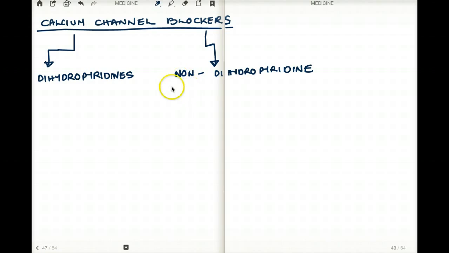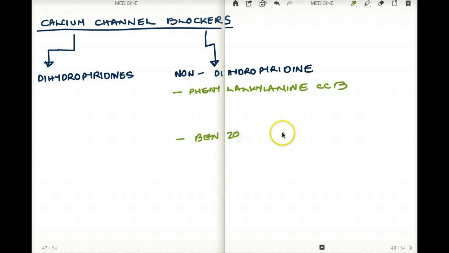Now, under the umbrella of non-dihydropyridines, there is again a couple of other divisions of calcium channel blockers, and they are phenylalkylamine calcium channel blockers, and benzodiazepine calcium channel blockers, and non-selective calcium channel blockers. So these are the three broad categories under the non-dihydropyridine.